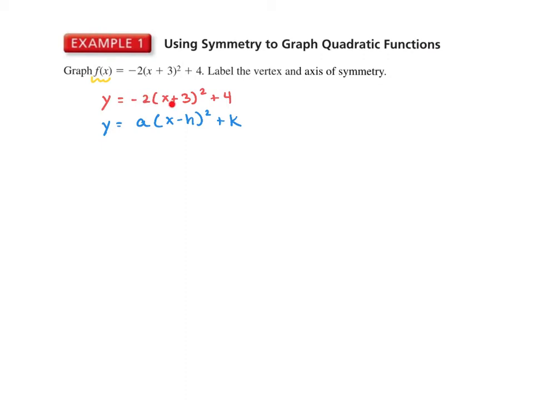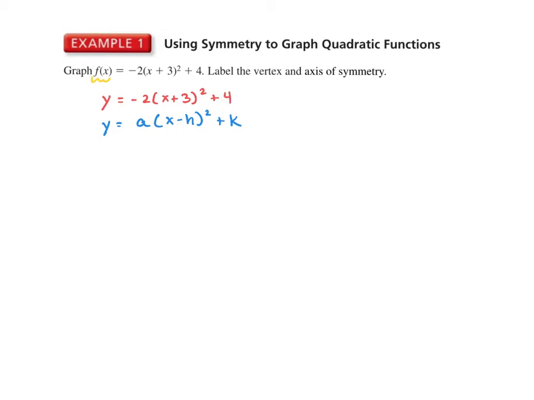Because we have an x plus 3, it's going to be shifted. We have to decide if it's shifted left or right. Remember, always ask yourself, what would make this 0 in here? In this case, x, if it was -3, -3 plus 3 is 0. That -3 tells us it's going to be shifted to the left, and this 4 is going to shift it up or down. In this case, it's a +4, so it's going to be shifted up 4.